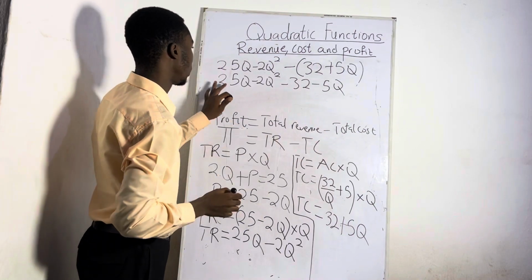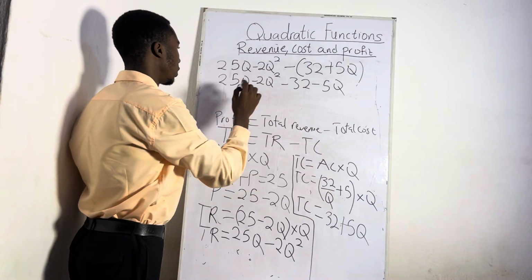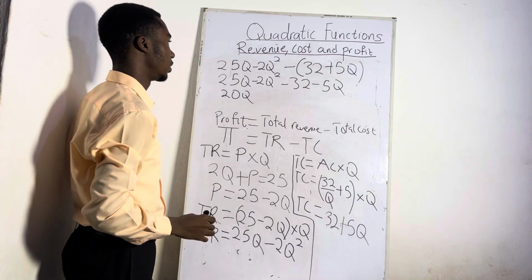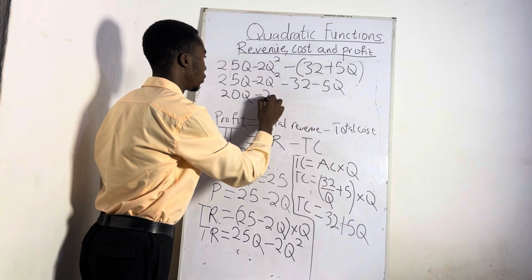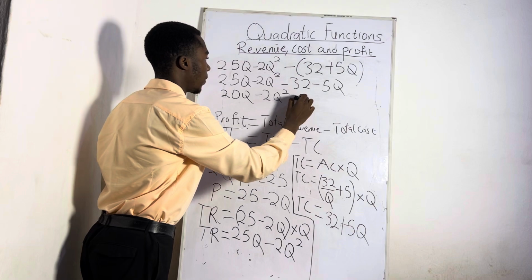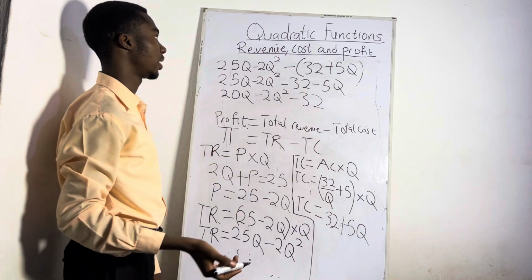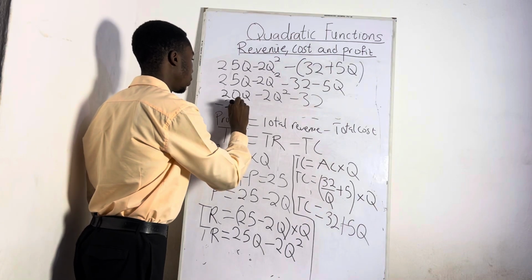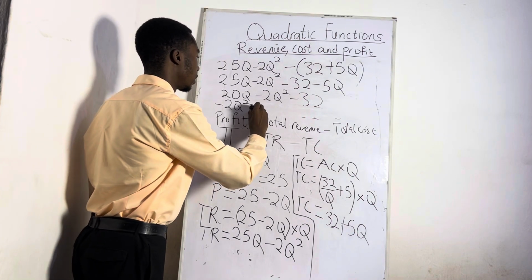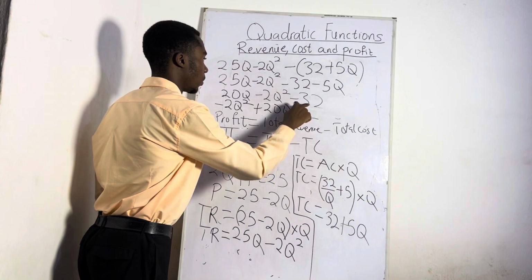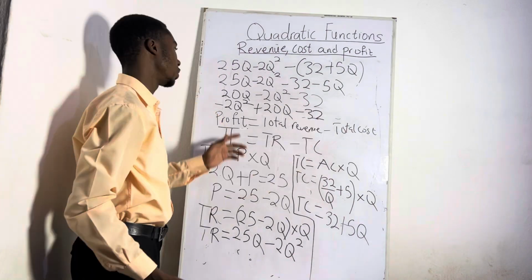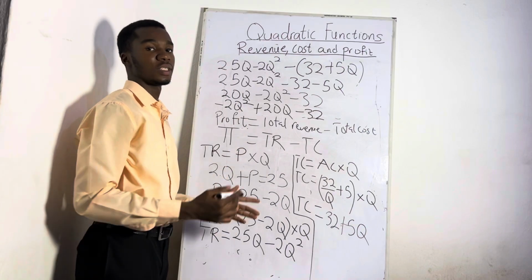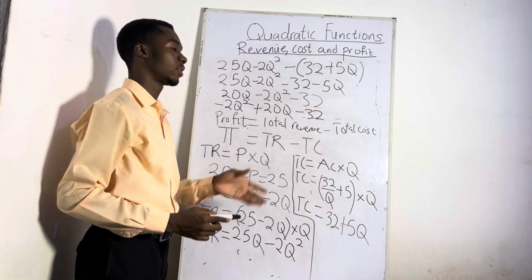You get it? So you have 25Q and negative 5Q, so that becomes 20Q, because 25 minus 5 is 20. Then we have negative 2Q squared, then minus 32. This is what you are finally getting. If we want to rearrange it, we can say negative 2Q squared plus 20Q minus 32. This is our profit function. So this is a quadratic function, you get it.